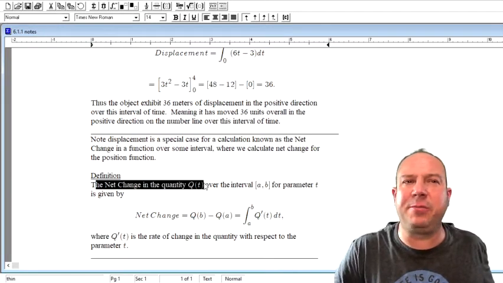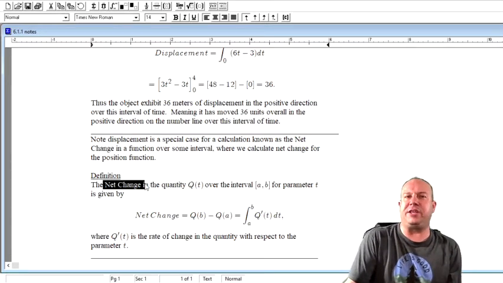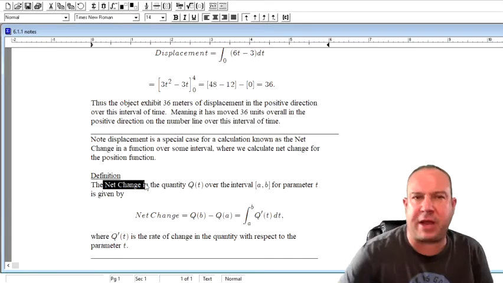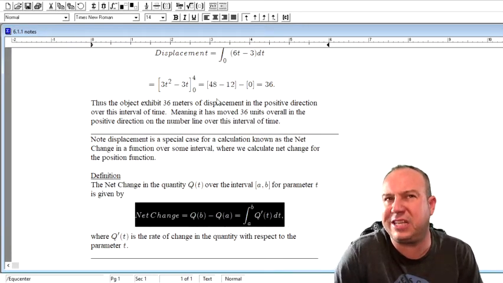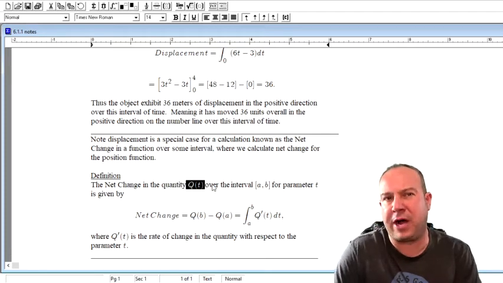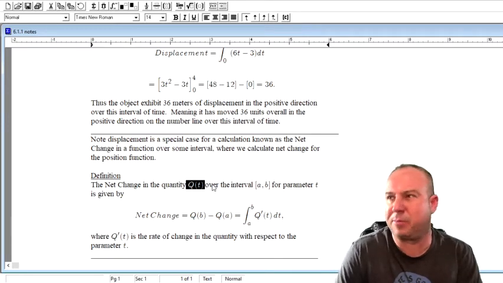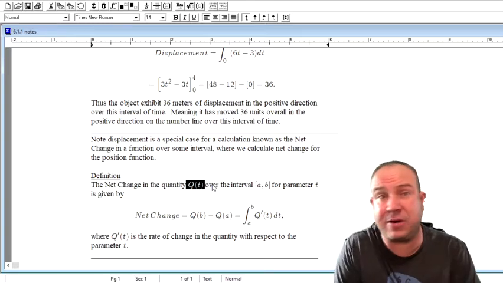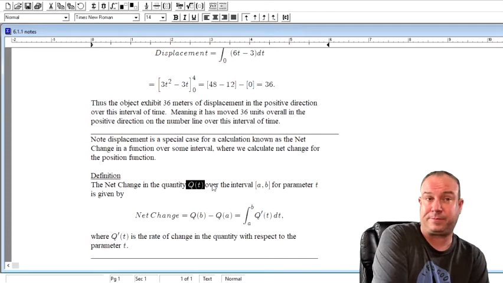And the net change in some quantity, and more generally speaking, right, the net change in the quantity Q of t over the interval from a to b for parameter t is given by this calculation, which looks a lot like the calculation we had above for displacement, but has been generalized to any quantity, right? Q of t. Any quantity changing with respect to the parameter t. T being any parameter, not necessarily having to be time, like we see in the case for motion, right?